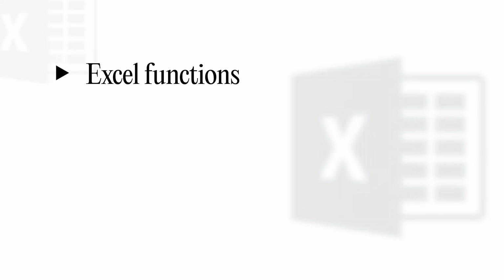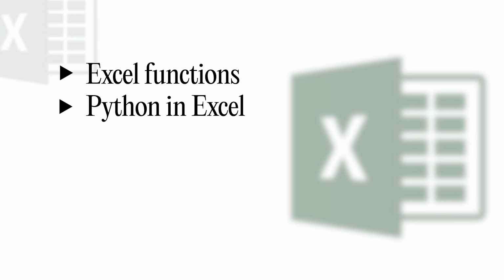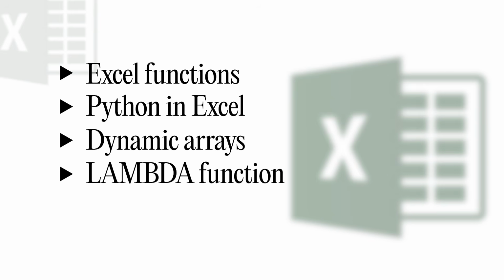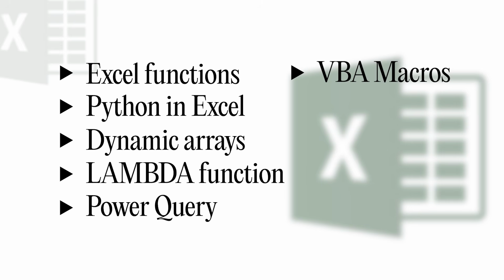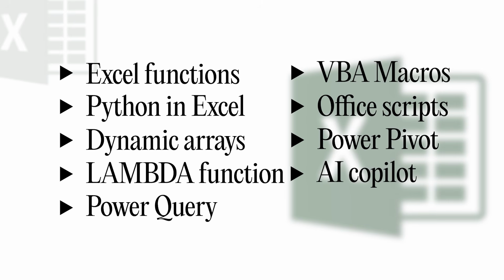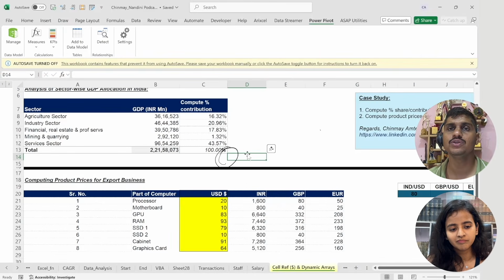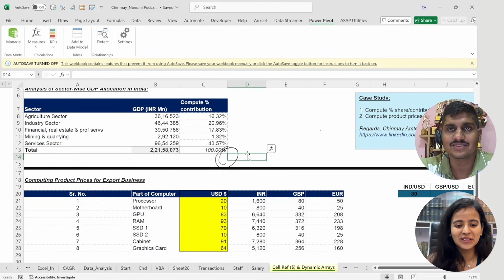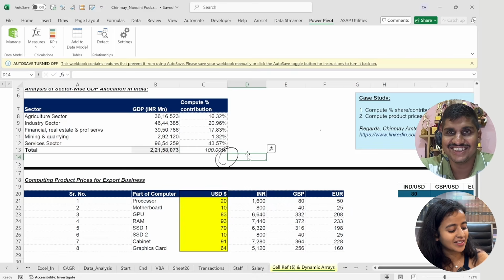So हम लोग ने क्या क्या डिस्कस किया? We discussed Excel functions, we discussed Python in Excel, we discussed dynamic arrays. We discussed new functions like Lambdas. We discussed PowerQuery. We discussed VBA Macros. We discussed Office scripts. We discussed Power Pivot. We discussed AI, Copilot. So like that is the gamut of Excel universe. And there's still like huge to learn across all these topics. Yeah, correct.